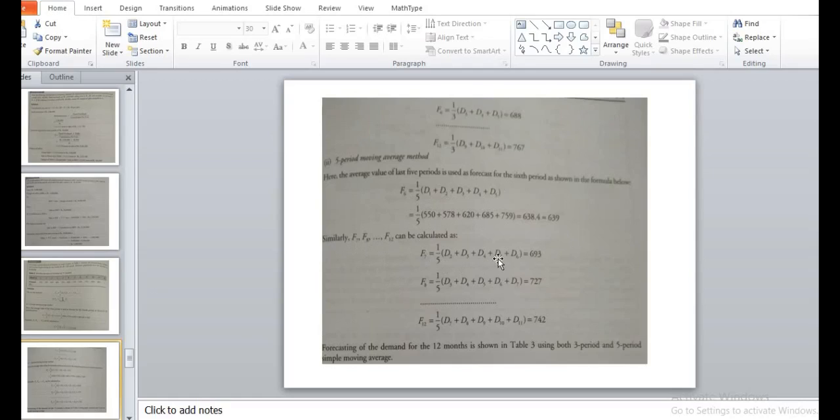Now for F7, consider the recent 5-month data. So 6, 5, 4, 3, 2. The first month is not considered here. We consider recent data. Similarly for F8 we consider recent data: 7, 6, 5, 4, 3. Now the second month and the first month are not considered here. So according to the 5-point method or the 3-point method, we consider 3-month or 5-month data, and those are plotted here.